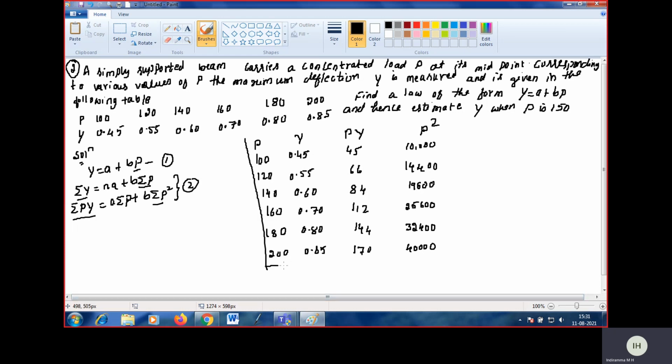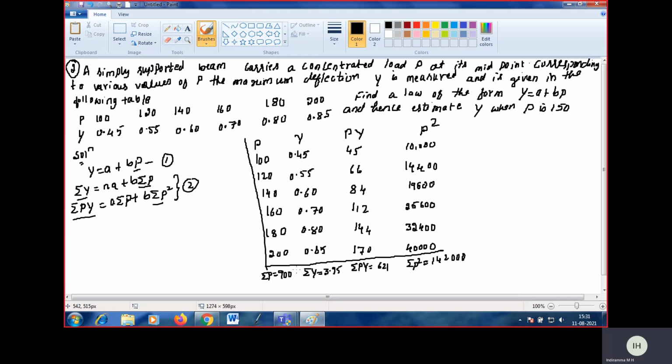Next, find out the summations. Summation of P is equal to 900. Add the P column, you will get 900. Next, summation of Y, you will get it as 3.95. Next, summation of PY will be 621. Then summation of P square will be 1,42,000.